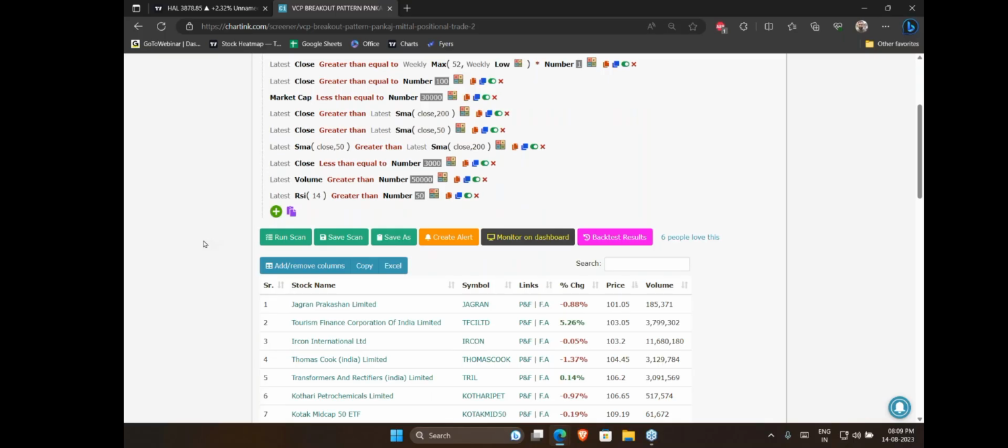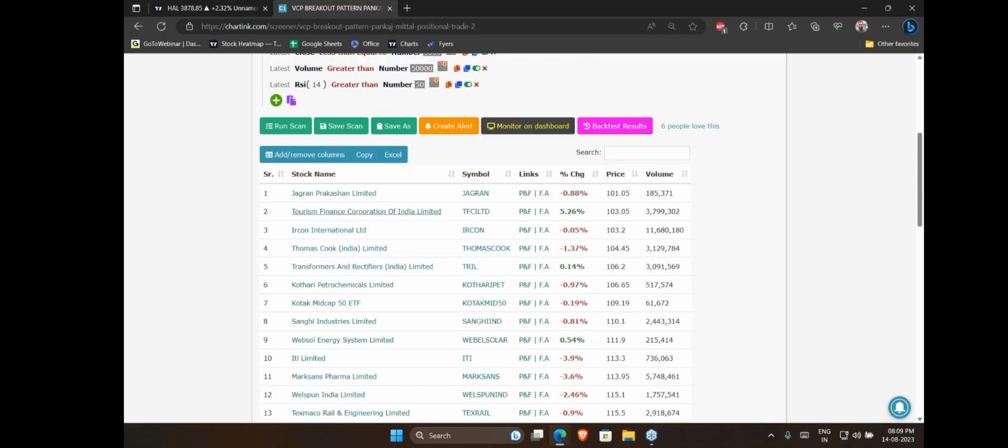ओके, look at this now. Jagran Prakashan 101, Tourism TFCI Limited, that is Tourism Finance Corporation, Ircon, Thomas Cook, Transfer Trill, Kothari Petrochemical. So these are tradable. Okay.